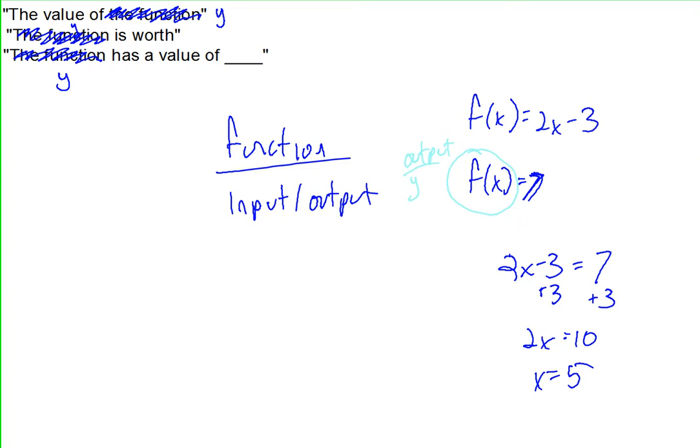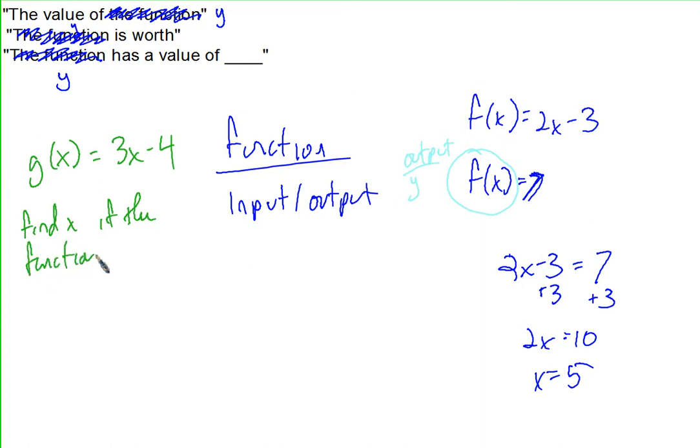So why don't you try this: I'll say g of x equals 3x minus 4, and I'll say find x if the function is worth 11. If the function is worth 11, find x. Again, pause this video for a couple minutes and do that now.